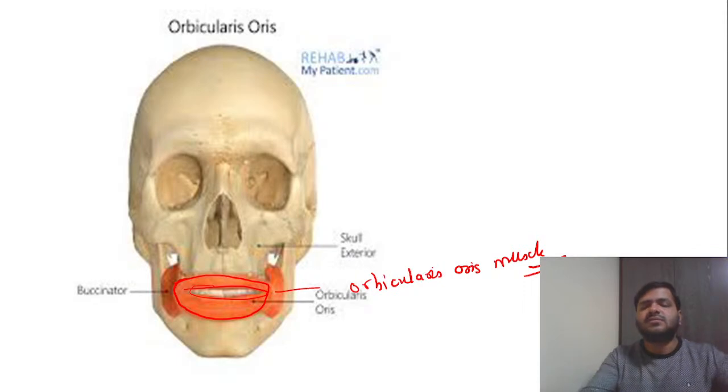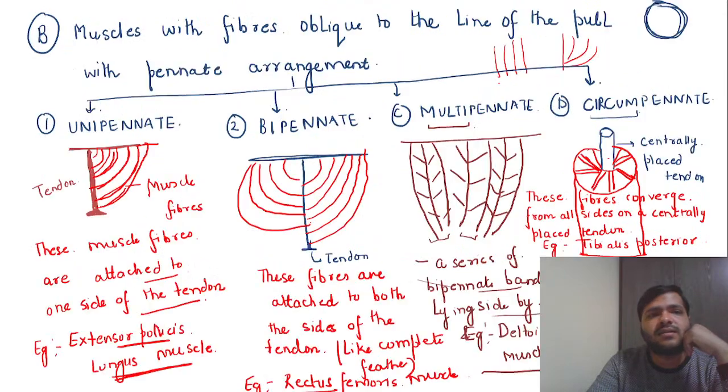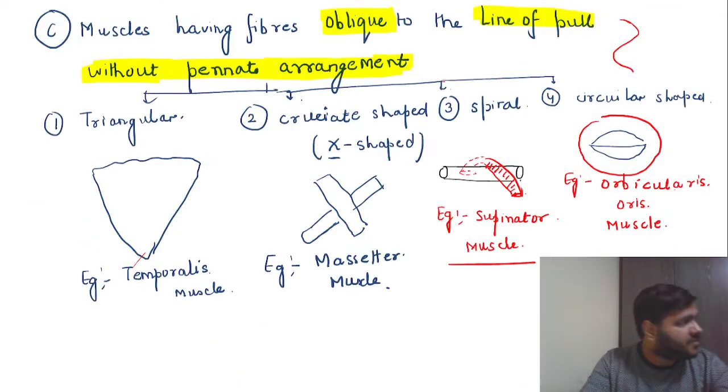So I hope this part is done. Please give me a thumbs up that this part is also done. That is the muscles having fibers oblique to the line of the pull without the pinnate arrangement. So just give me a thumbs up, guys, and let us continue with the last one now.